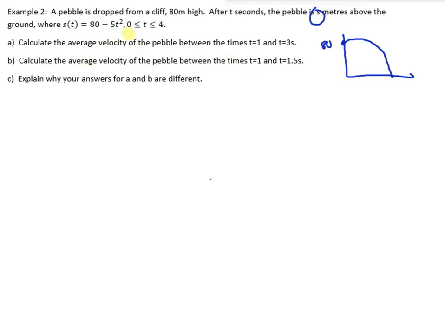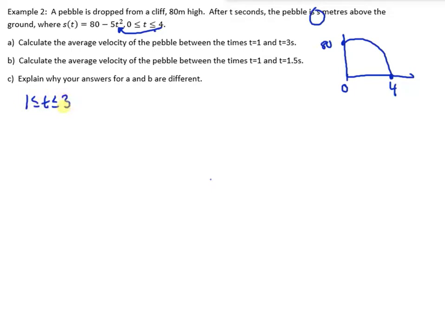Okay, and the domain is 0 to 4. So this would be 0 and this would be 4. So it would drop to the ground at 4, which makes sense because if you plugged 4 in here, it would give you 0. So let's calculate the average velocity of the pebble between the times 1 and 3.